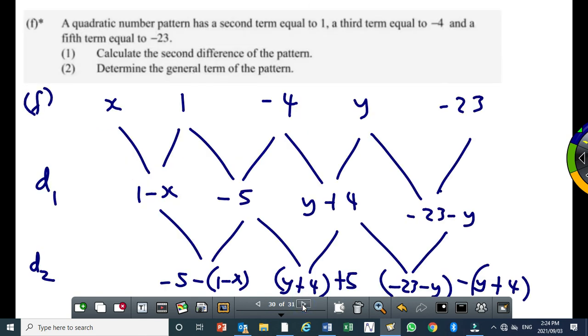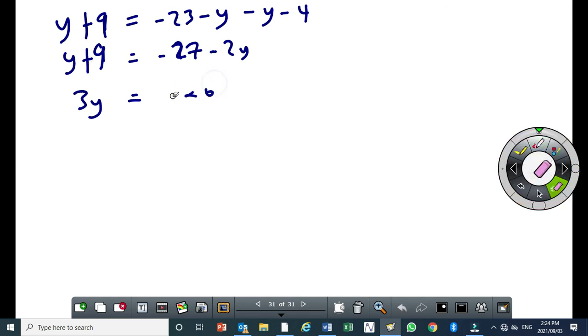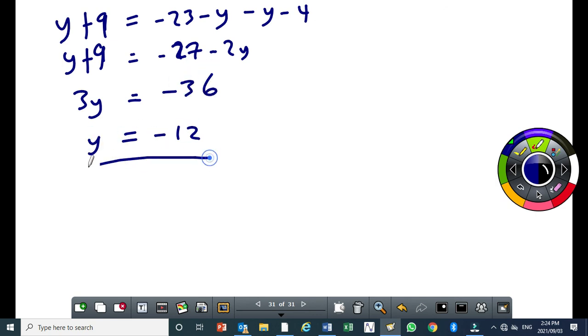Let me check. This one is fine. So that will be plus 9, and this will be plus 9, and this will be plus 9. So when I take it to the other side, if I simplify here, minus 27, take this to the other side, I'll end up getting 3, then 9 to the other side. I'm rushing because time is not on our side. So if I take this 9 to the other side, I'll get minus 36. So y is going to be negative 12.